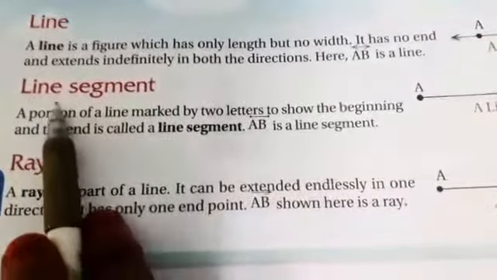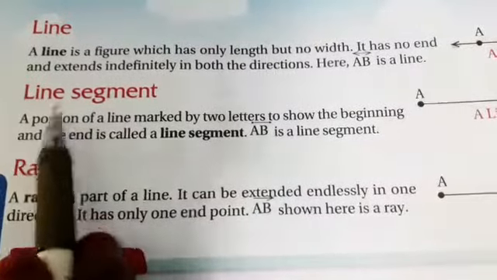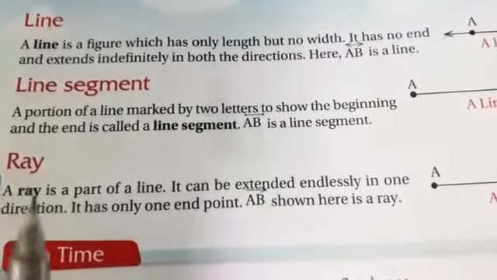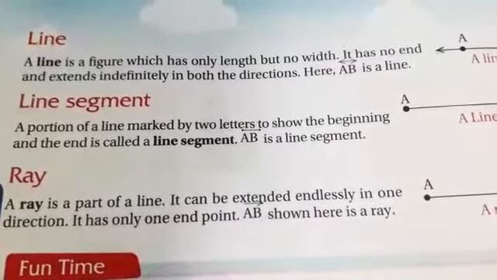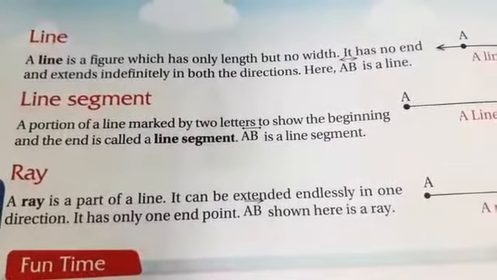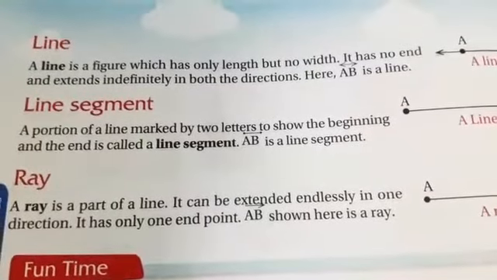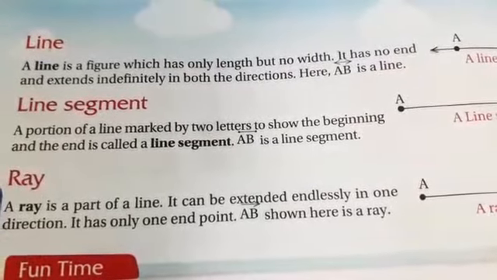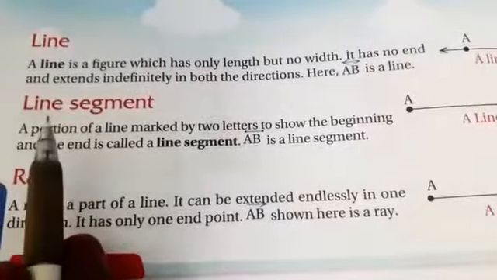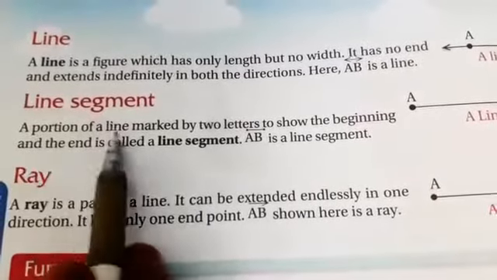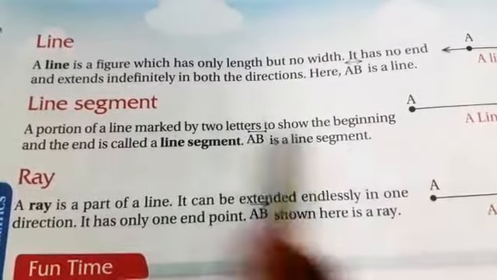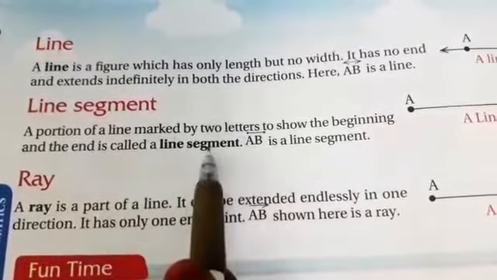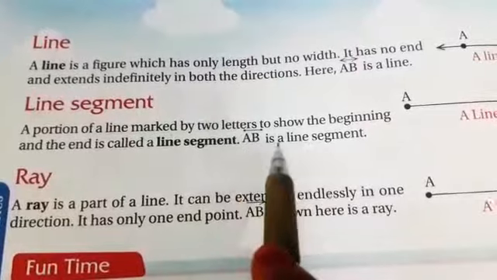Then the third type, line segment. A line segment means it has points denoted by two letters, beginning and end. Here look at line segment, a portion of a line marked by two letters to show the beginning and end. It's called a line segment. Here AB is a line segment.